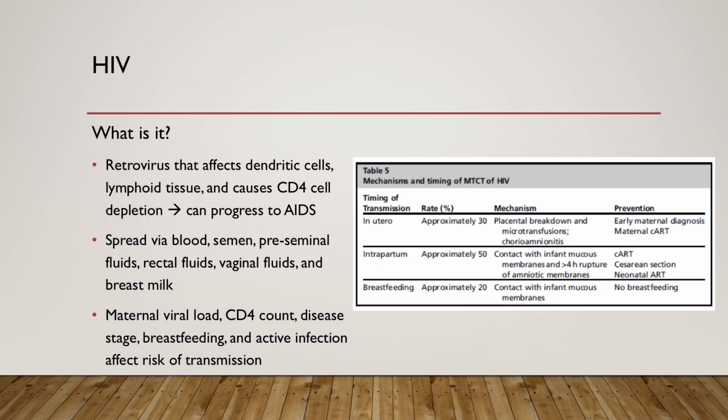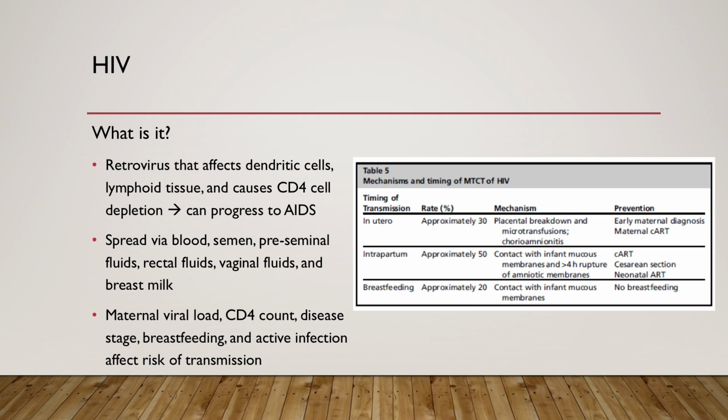The next organism, HIV, starts the last letter of our acronym. HIV is a retrovirus that affects dendritic cells, lymphoid tissue, and causes CD4 cell depletion. HIV can progress to AIDS. HIV is spread through blood, semen, pre-seminal fluids, rectal fluids, vaginal fluids, and breast milk.